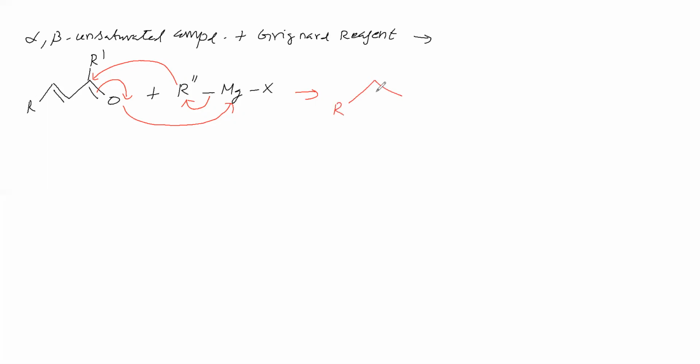here R, here double bond, here R dash up is there, R2 dash newly comes, then OMgX. This is the product. This is the addition product. It is called an adduct. We are getting the adduct. Then it is taken for hydrolysis in the presence of acid.